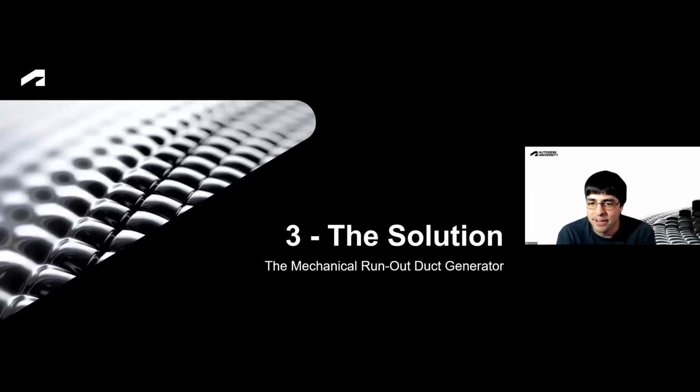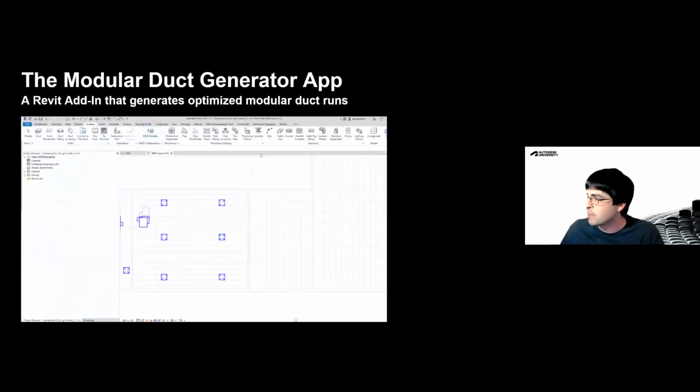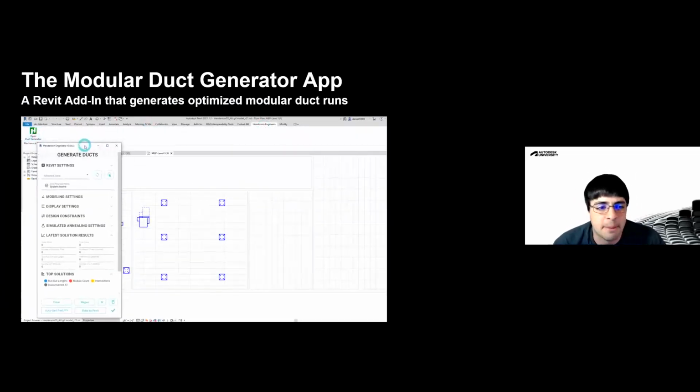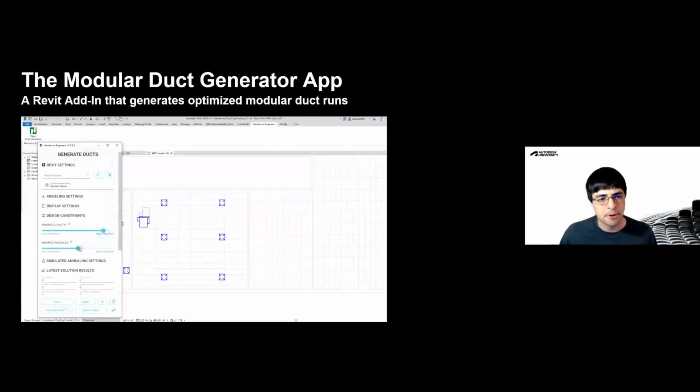This is the app. We called it the Mechanical Runout Duct Generator app. This is the case we are studying, essentially. So what is it? It's a Revit add-in that generates optimized runout duct and sometimes branch duct layouts using this pre-made DfMA kit of parts inside Revit.